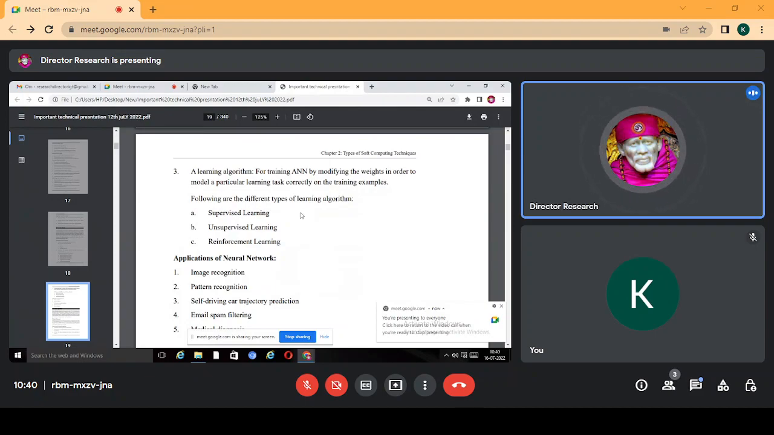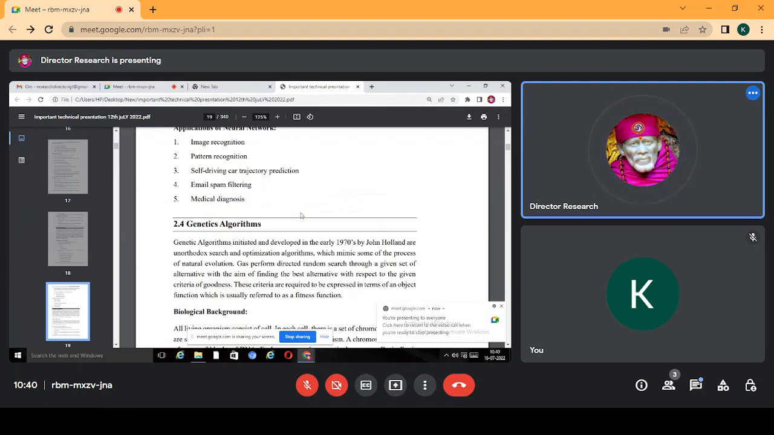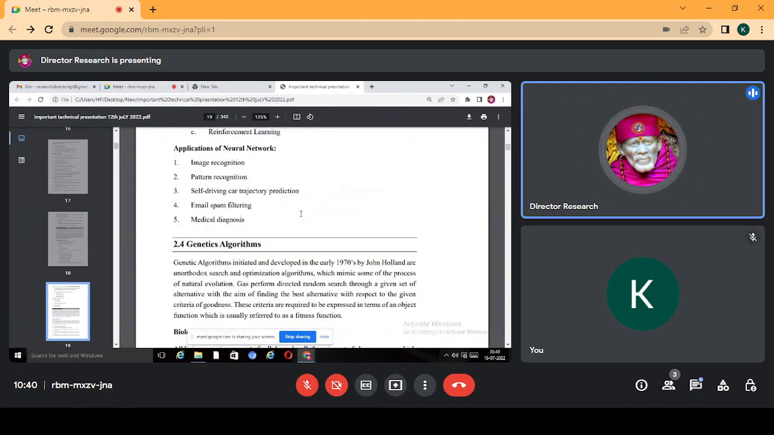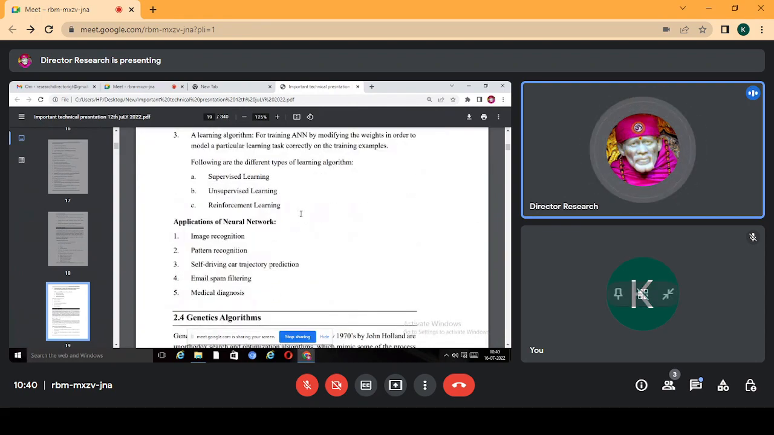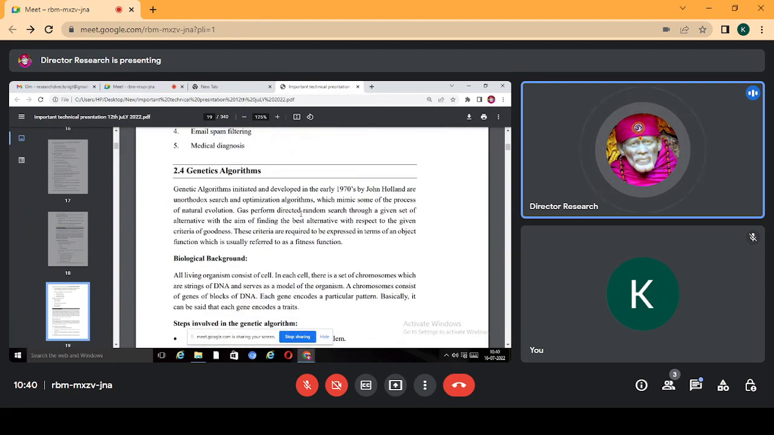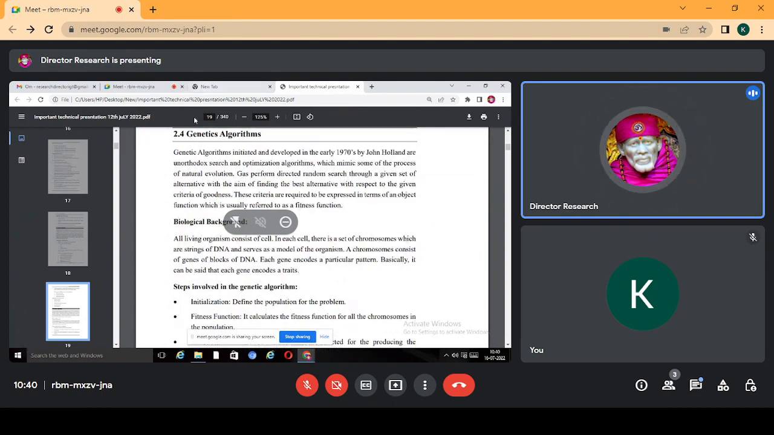A learning algorithm for training artificial neural networks by modifying the weights in order to model a particular learning task correctly on the training examples. Following are the different types of learning algorithms: supervised learning, unsupervised learning, and reinforcement learning. Okay, so these are the different types actually. This is very important. Genetic algorithms play an important role.